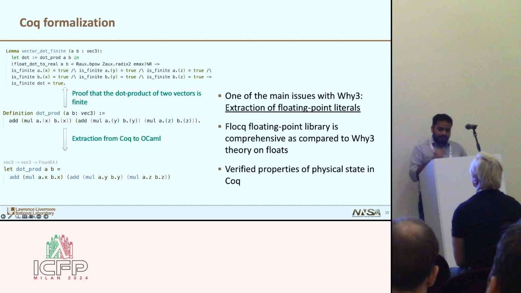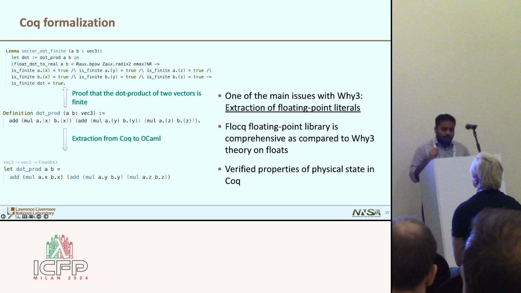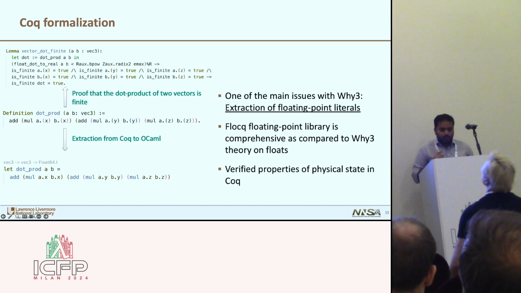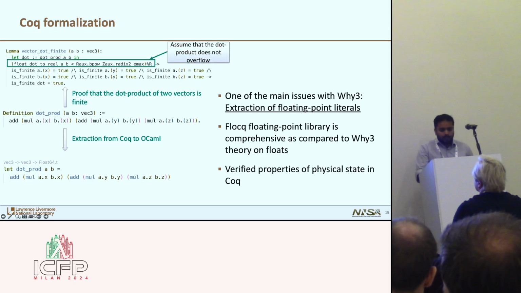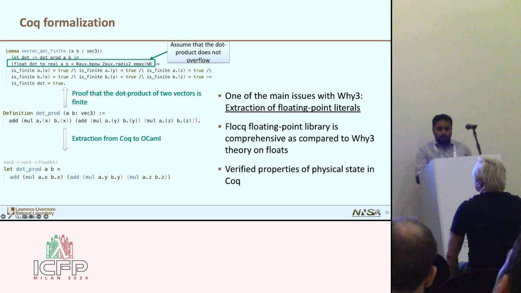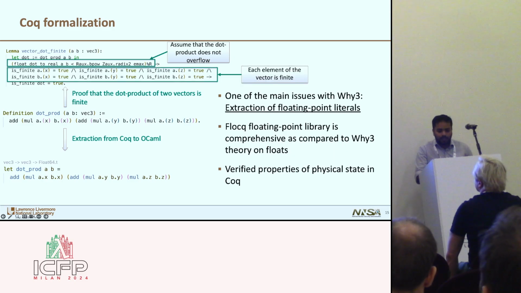In this slide, I have shown a small example on computing the dot product of two vectors. We define the dot product in Coq, we extract it out to OCaml, and the property that we verify about this dot product is that it is finite. We use the Flocq library for that, and we verify this using an assumption that the dot product does not overflow and each element of the vectors is finite.